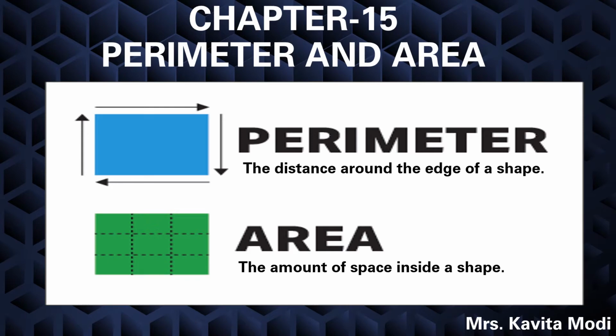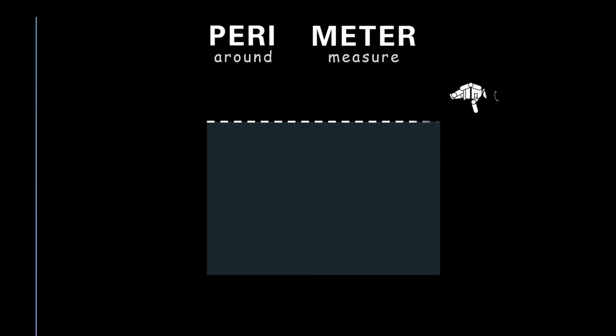Today we are going to start a new chapter, chapter 15, perimeter and area. In this chapter, our topic is perimeter. Let's start with perimeter. The word perimeter comes from two Greek words, peri and metron. Peri means around and metron means measure. Thus, perimeter means the distance or length around the closed figure.